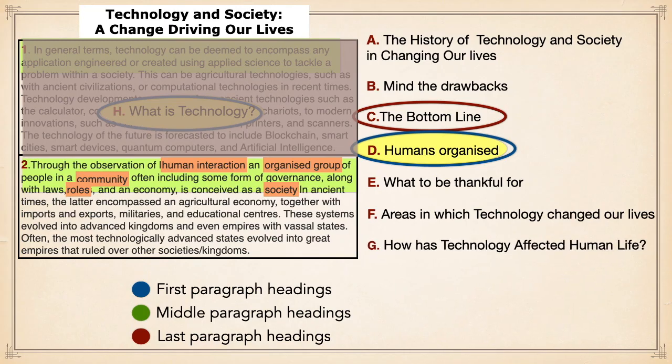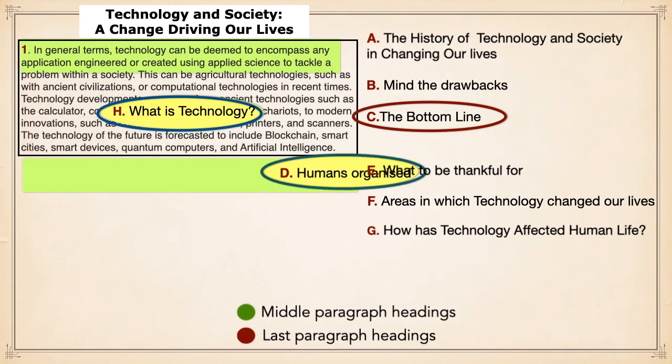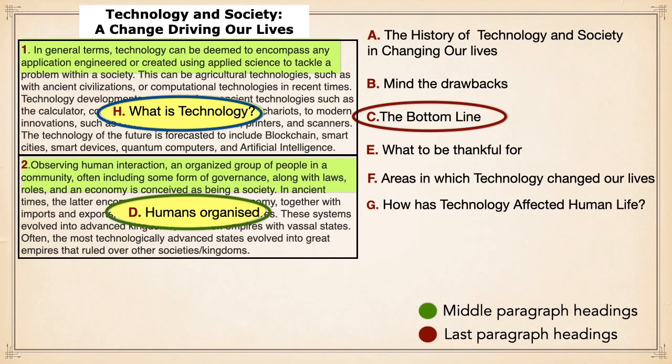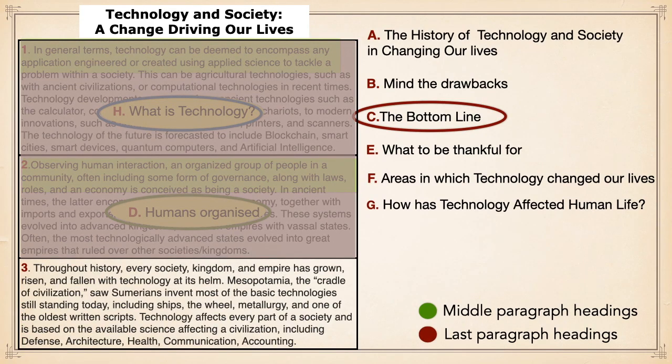So, as there's nothing here contradicting my first assumption, which is humans organized, and there's no reason to think this is the distractor, I click on this one to be the heading for the second paragraph, and I'll go on to the third. I'll read the first couple of lines to see if I can get the main idea, the summary. Here we can see some clues.